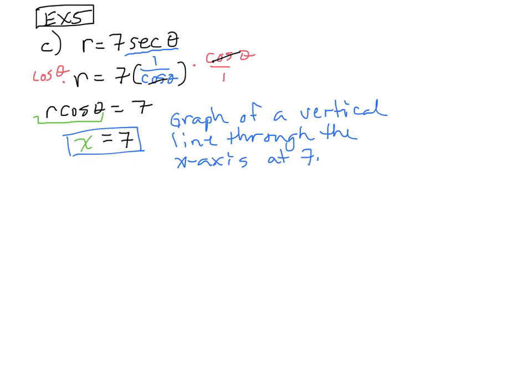So we converted the polar form of r equals 7 secant of theta into the rectangular equation form x equals 7. And so this was just like A, wasn't it? Identical? All right, so let's do another one. D. This one, r is equal to 4 cosine of theta plus 8 sine of theta.